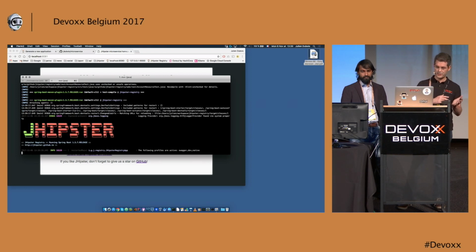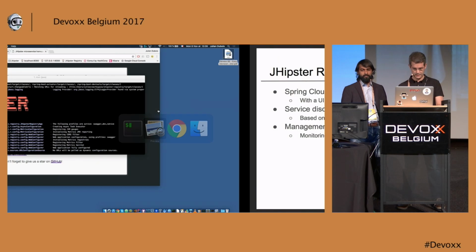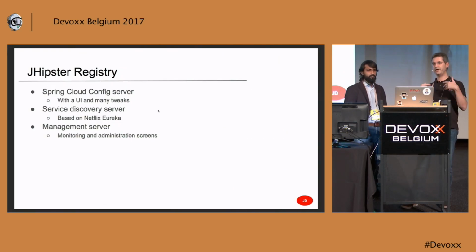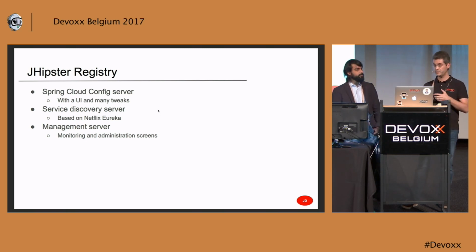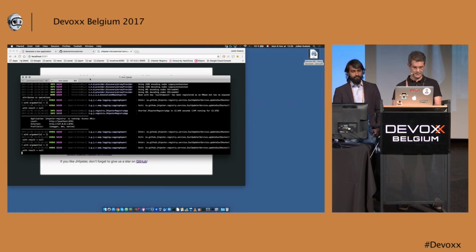The JHipster Registry is three things. Let's just have a look. It is a Spring Boot config server, so it's going to configure my microservices. It is doing service discovery using Eureka, so it's also a service discovery server. It's also a management server. It's giving you lots of monitoring and management screens on your application. So now I have started it.